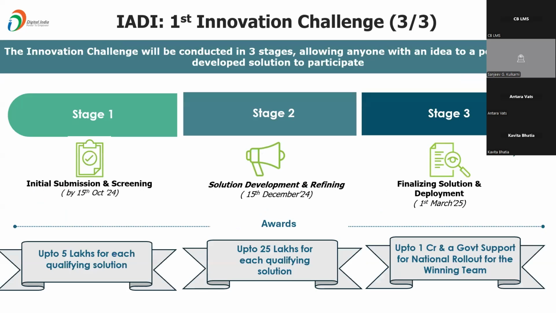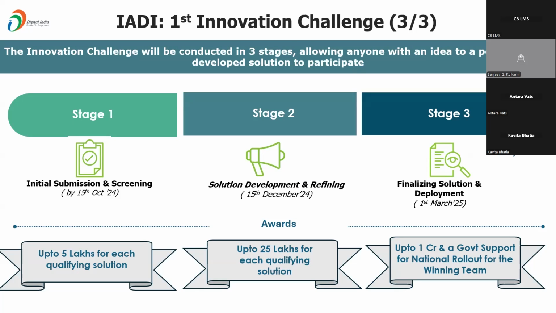As I said, the challenge comprises 3 stages. The first stage is the POC, where the initial results will be announced within 1 month of the closure of the challenge. As on date, it is 16th October. So exactly after 1 month of the closure of the challenge, we will be announcing the results, and whoever gets selected will be awarded 5 lakhs.